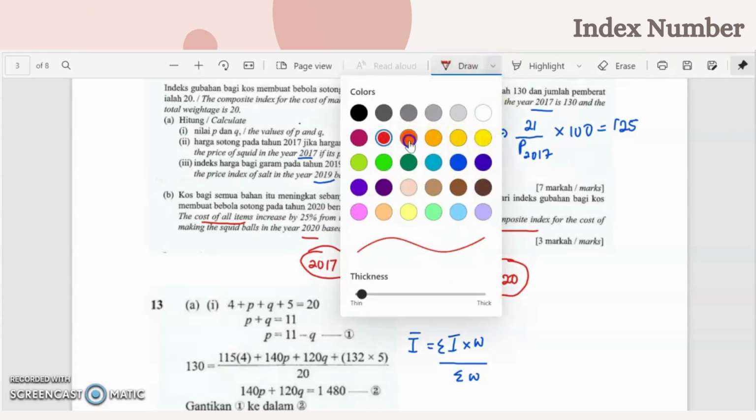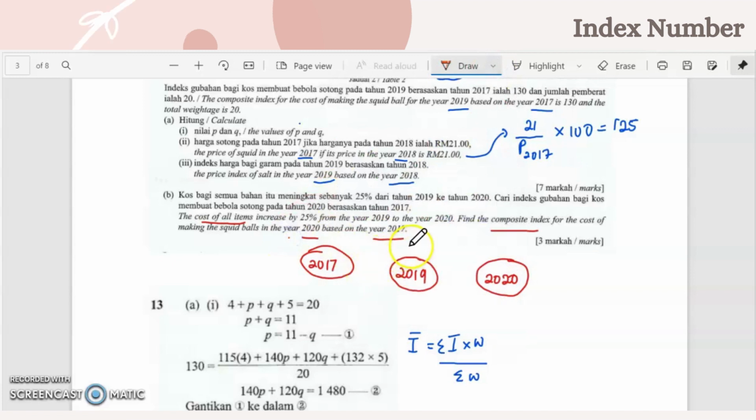Okay, so the composite index for the first one is we have 25% increase daripada tahun 2019 kepada tahun 2020. So this one will be 125. That is the composite index in the year 2020 based on the year 2019. Okay, so we have 2019 based on the year 2017. That is 130, already given. Okay, 130. So now we want to find 2020 based on the year 2017.